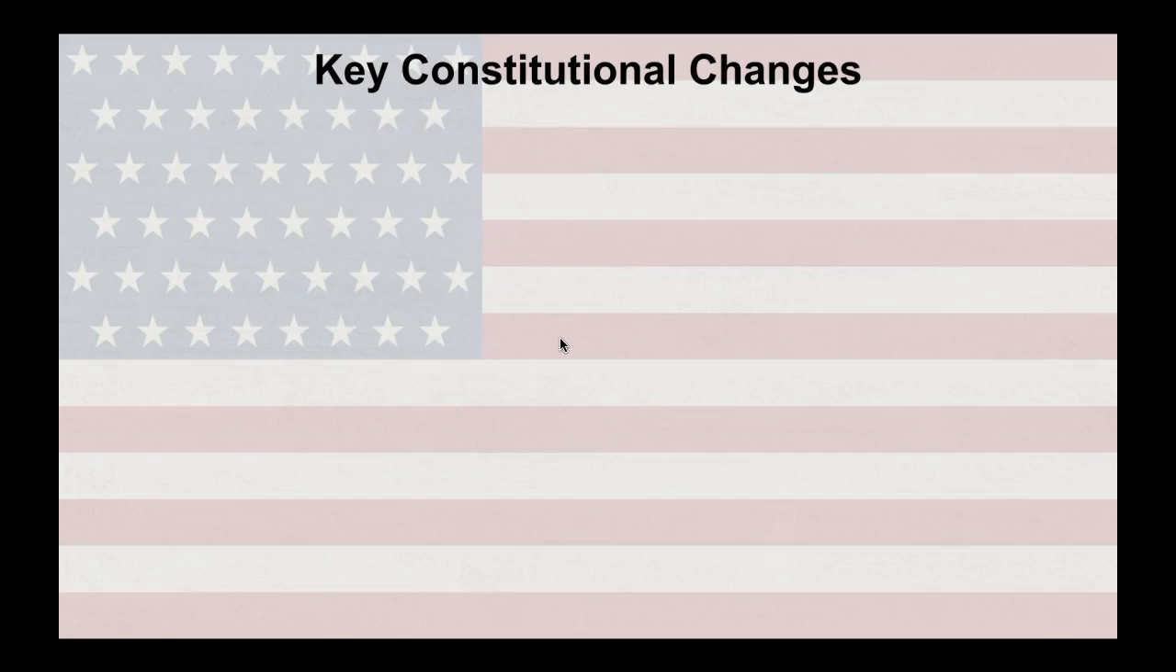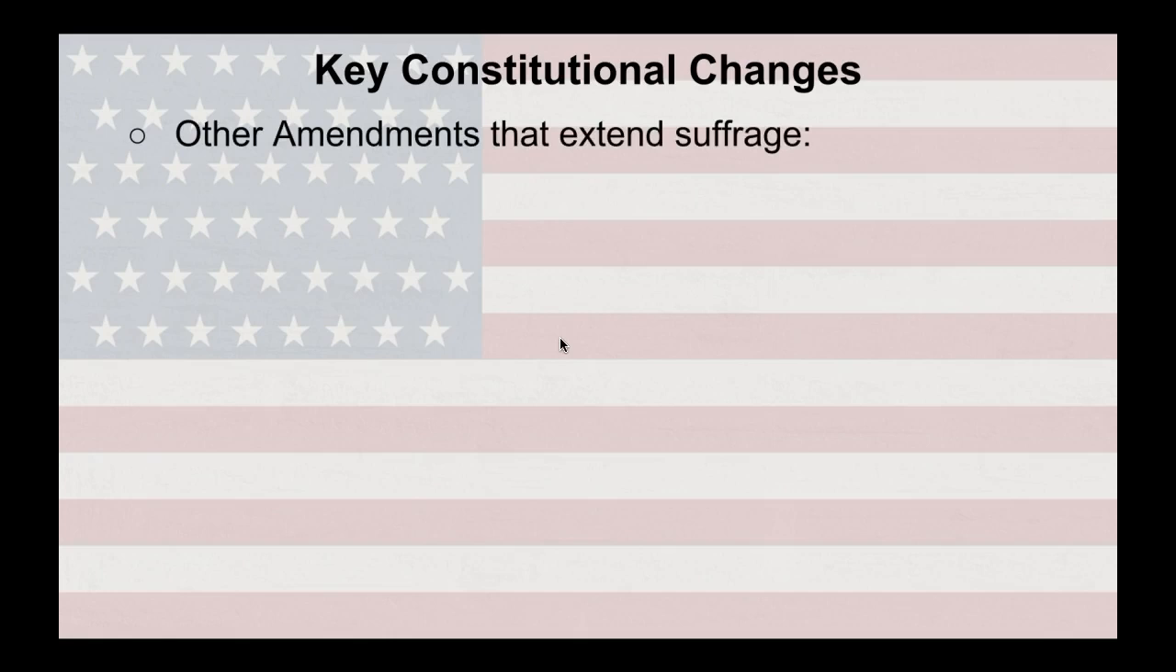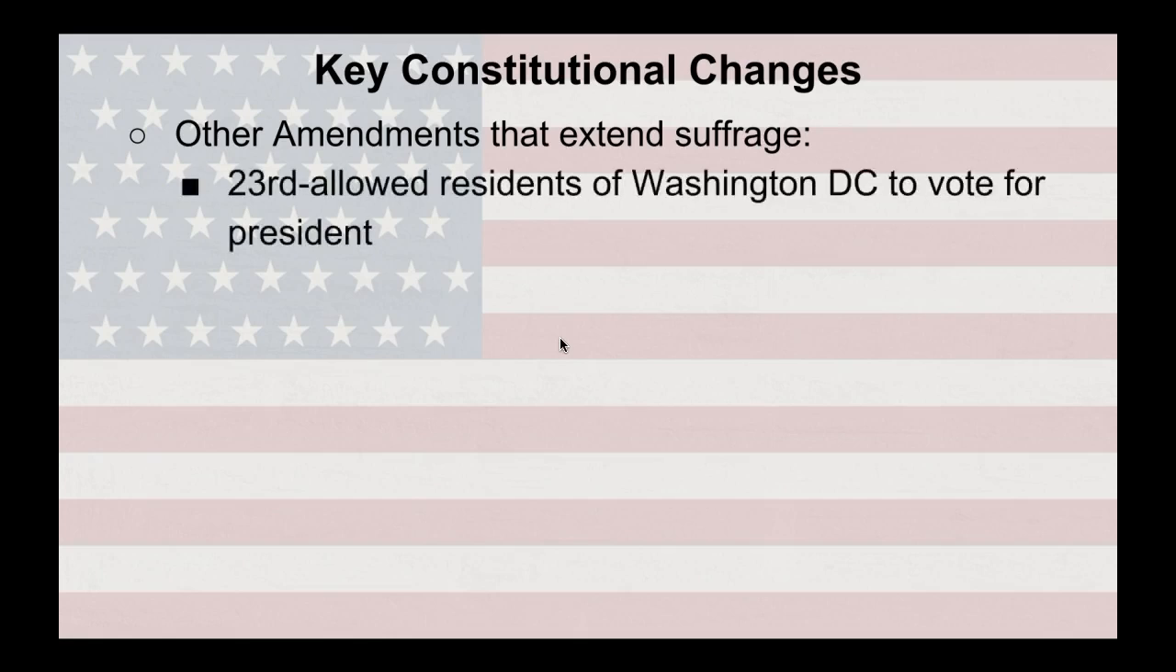Some other amendments are very worthy of mentioning. They are going to be amendments that extend suffrage to other groups. So we've already talked about the 19th Amendment that extends suffrage to women. There's actually going to be some others that are instrumental in extending suffrage to other groups that might have been marginalized. The 23rd Amendment is going to allow residents of Washington, D.C.